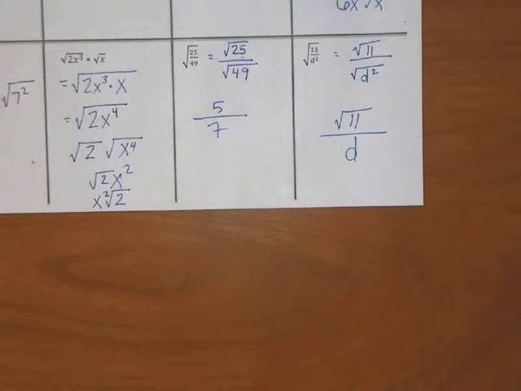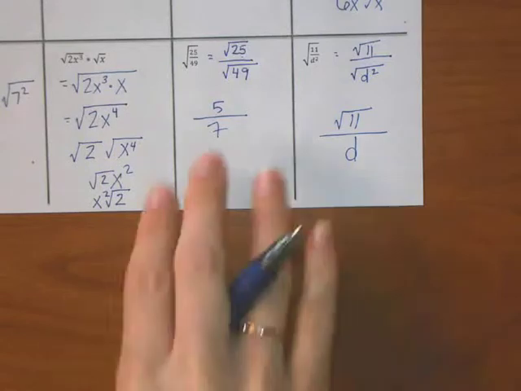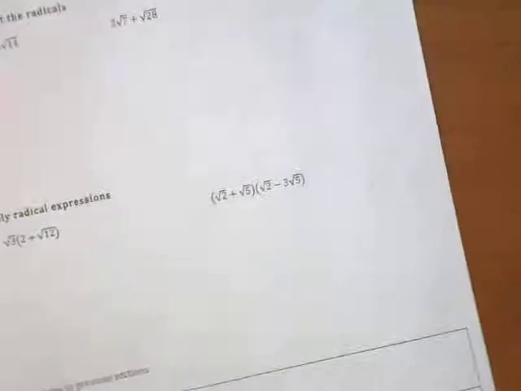How do we feel about simplest radical form? Simple. It's confusing. Is it a little okay? No, not at all. Alright.